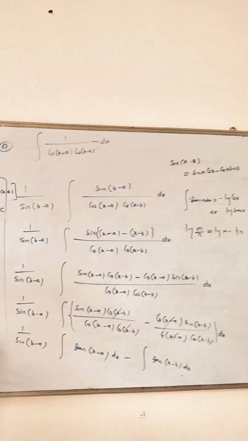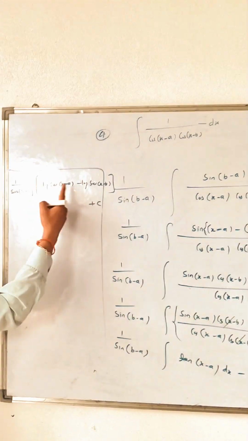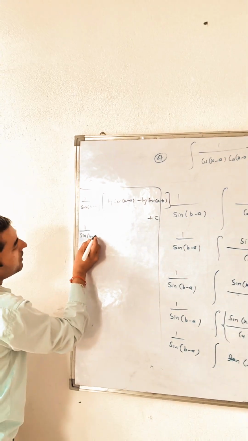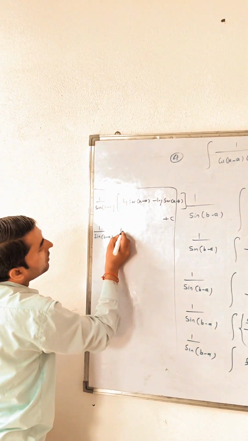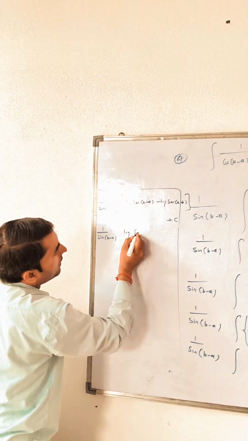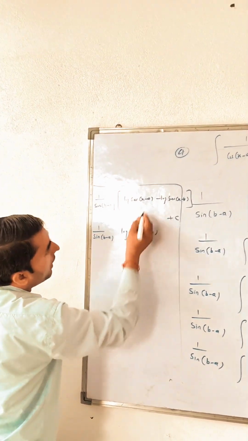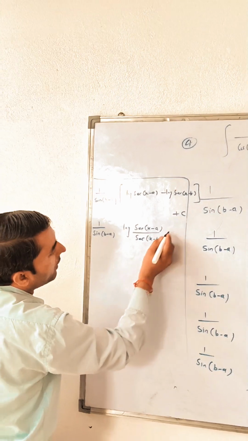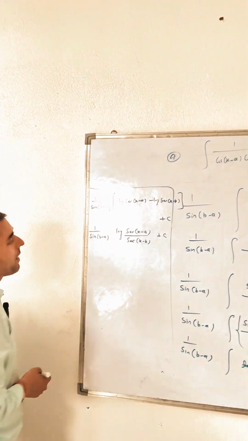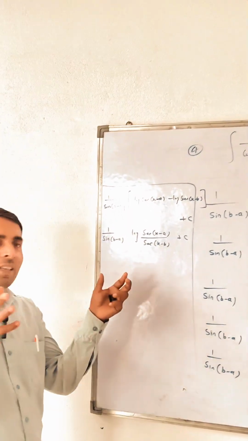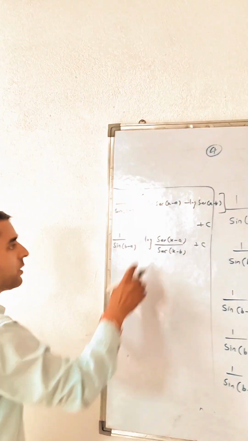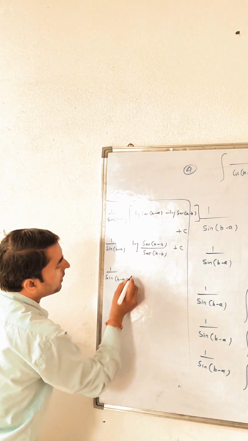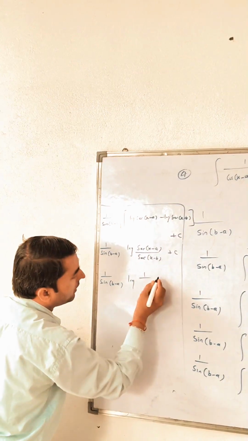Okay, and you know that this is the formula of log m by n. Here attention, log m by n is what? Log m by n is equal to log m minus log n. This is a logarithmic formula. Okay, and that is why use here log of m by n: 1 by sin(b minus a) log of sec(x minus a) over sec(x minus b), plus c.